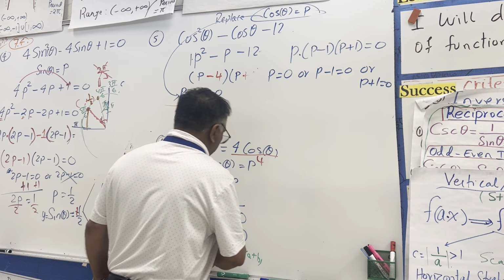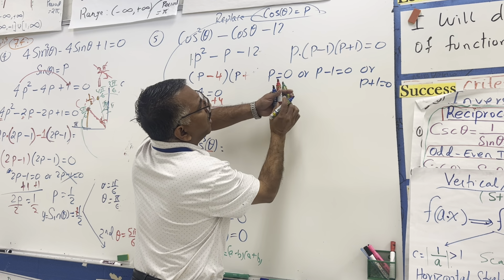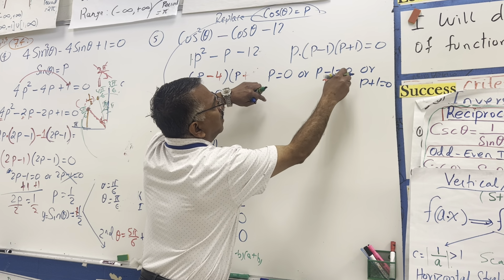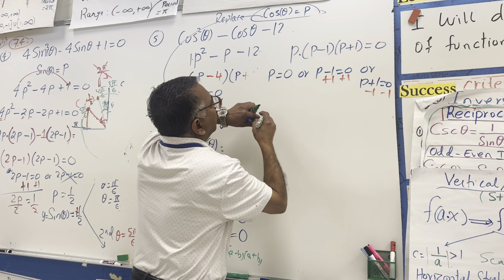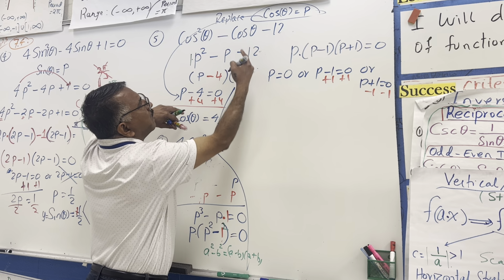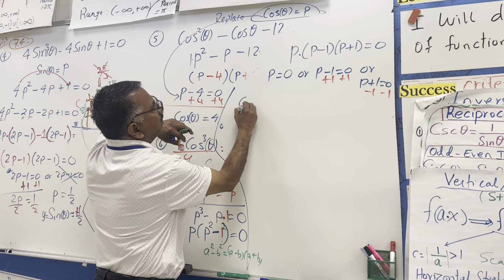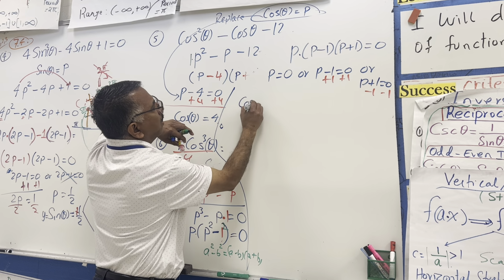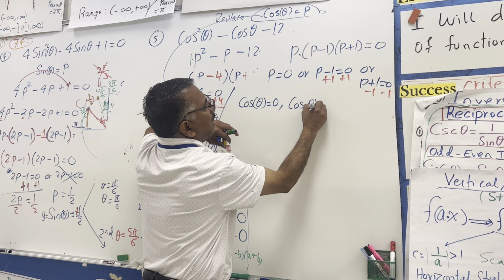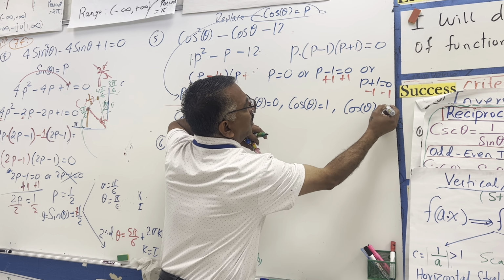So there are 3 of them. Let's add 1 to the second one and subtract 1 from the third. I'll make room here. This is p, and at the same time we replace it back with cosine. So this is cosine of theta is 0, this is cosine of theta is 1, and this is cosine of theta is minus 1.